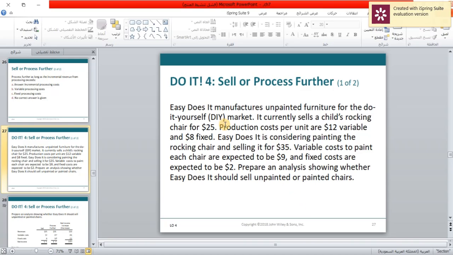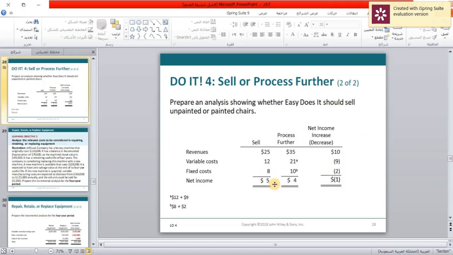Shortly, as you see, an incremental increase in price from processing further is $10, but the additional cost is $11. So the correct decision is to sell the chair unpainted. Prepare an analysis showing whether Easy Does It should sell the unpainted or painted chair.